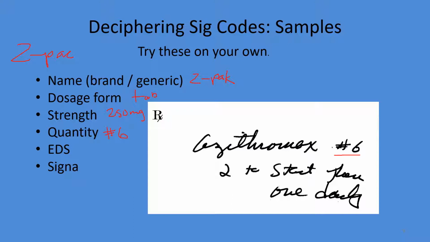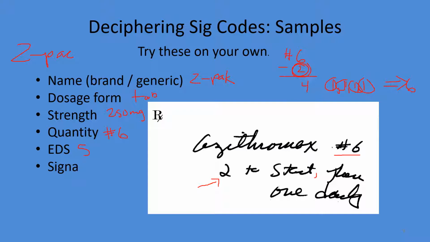EDS, based on the Sig. So the Sig says 2 to start, then 1 every day. So let's take account. We have 6, and we take 2 the first day. How many do we have left? 4. And then the 4 we take every day, so it's 1, 1, 1, and 1. So how many days is that going to last? 5 days. So the initial day we take 2, and then every subsequent day we take 1 for a total of 6 tablets. EDS of 5.